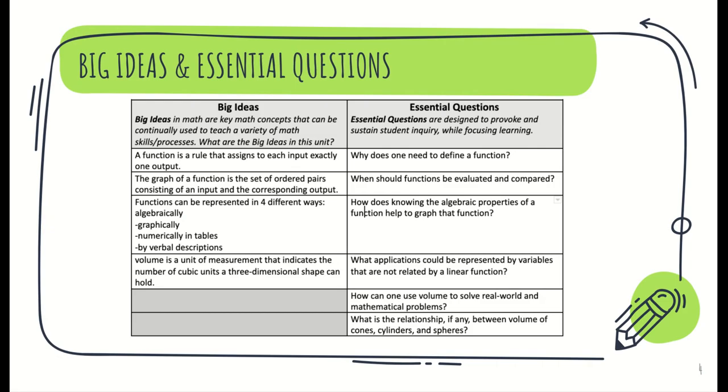Big ideas. As we go through this unit, scholars need to really hone in on that functions can be represented in four different ways: algebraically, graphically, numerically in tables, and by verbal descriptions. Also, we have to always keep in mind that volume is a unit of measurement that indicates the number of cubic units a three-dimensional shape can hold.